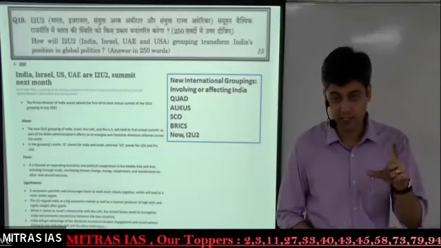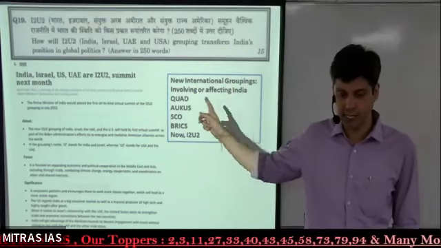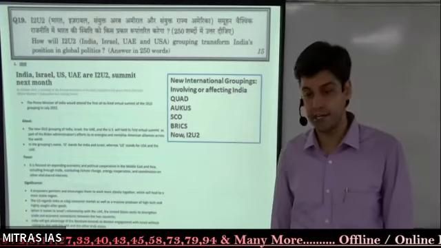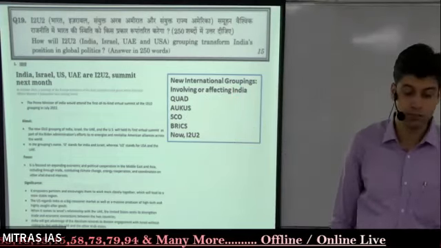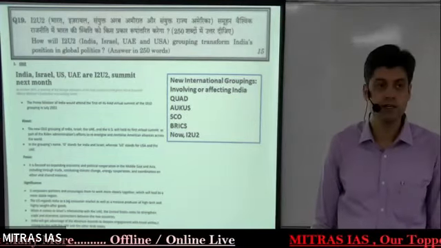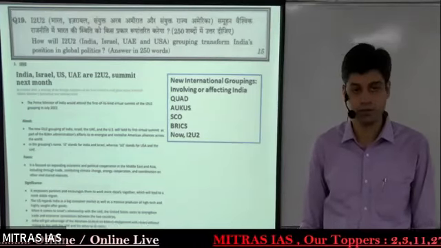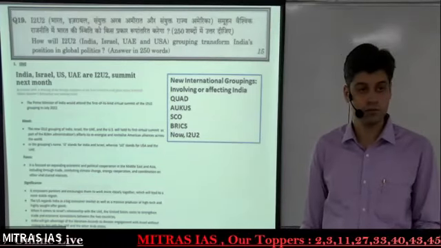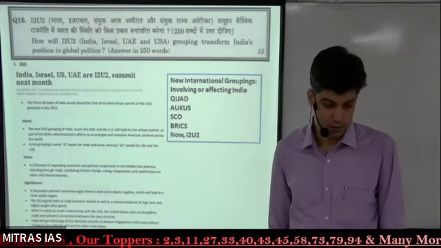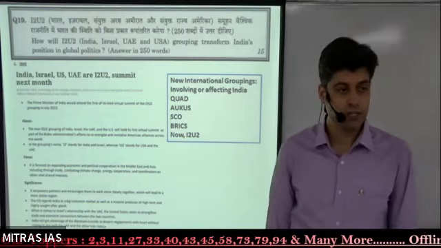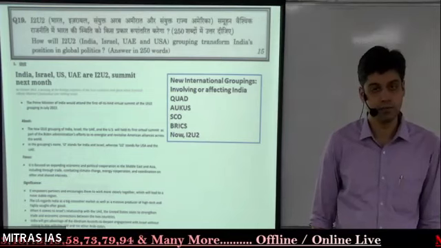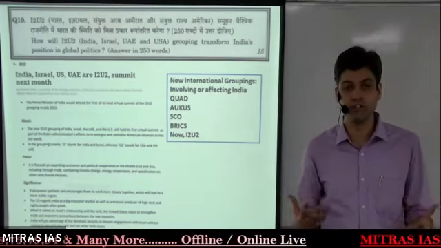a new organization. So if you see the last 4-5 years trend, I have mentioned there, new international groupings involving or affecting India, be it Quad, AUKUS, SCO, BRICS, I2U2. This is the trend. You might see a question on IPEF also next year. You never know, because it has been so much in the news just recently, IPEF. There was a critical mineral partnership recently, which India also wants to be part of. Like that. See, just keep it, because there are many new kinds of organizations coming up.